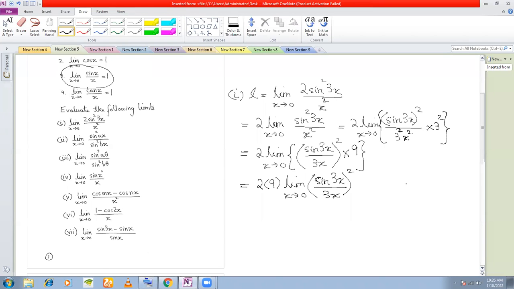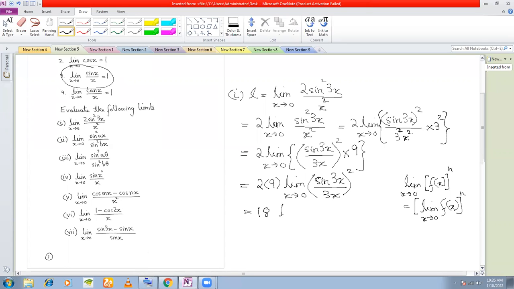Now we'll apply a theorem. If you remember, I had given you this: limit x tends to a, f(x) to the power of n is the same as writing limit x tends to a, f(x) whole to the power of n. So what we are going to do here is 9 into 2 will become 18, and I'm going to take the limit within the square, right?